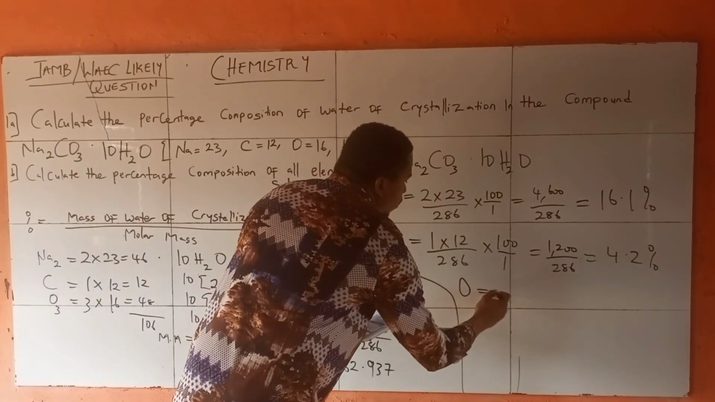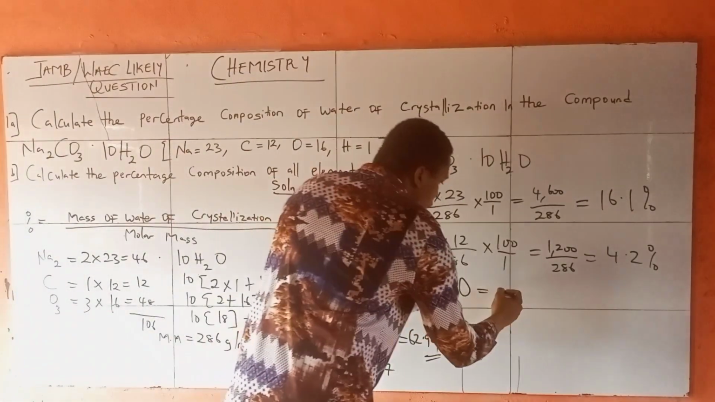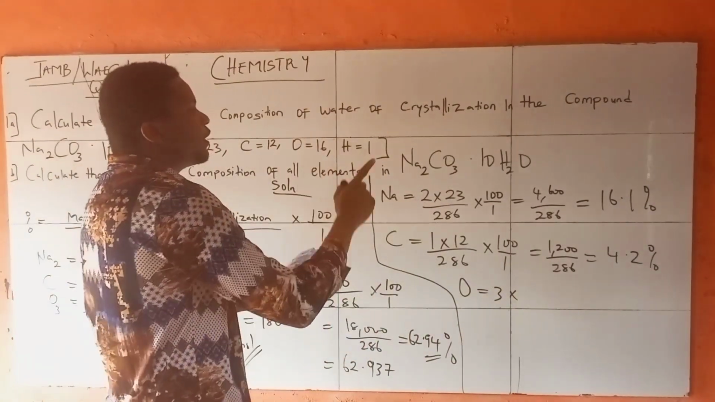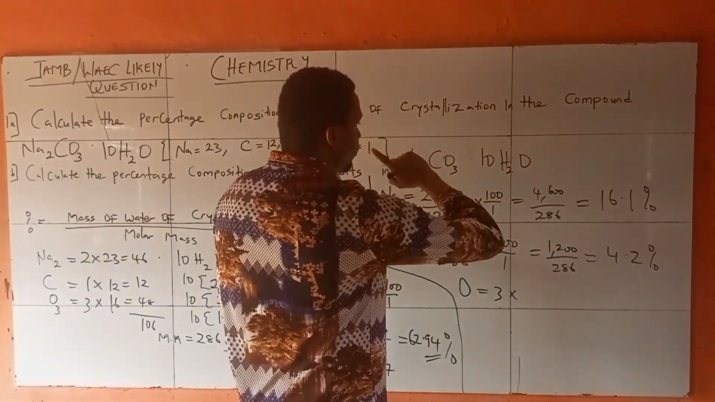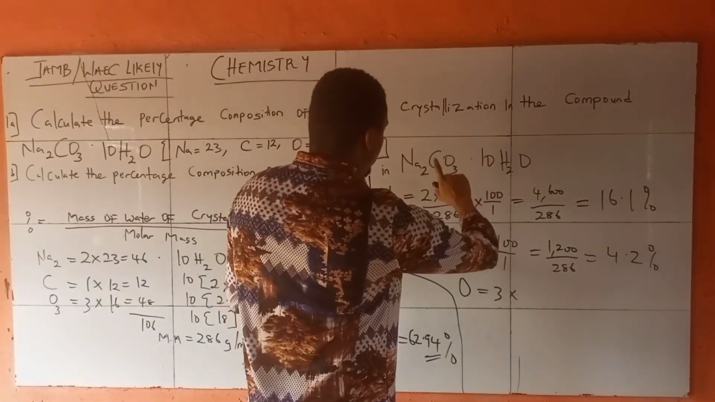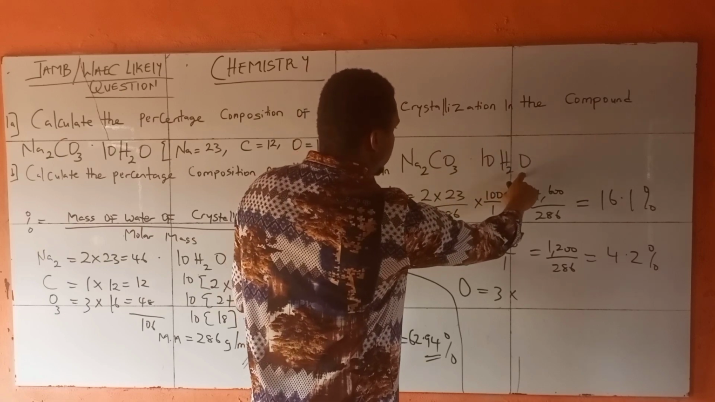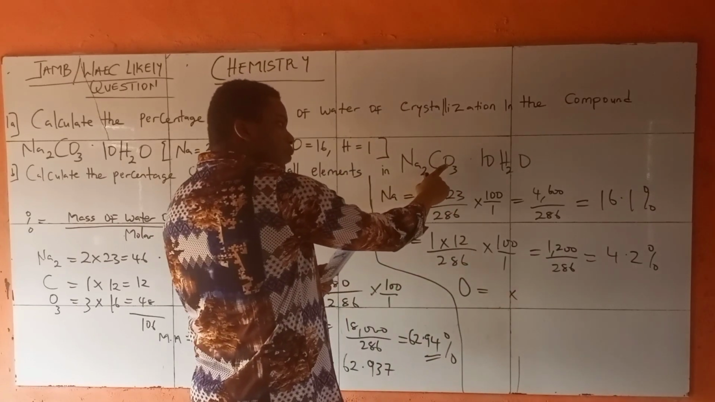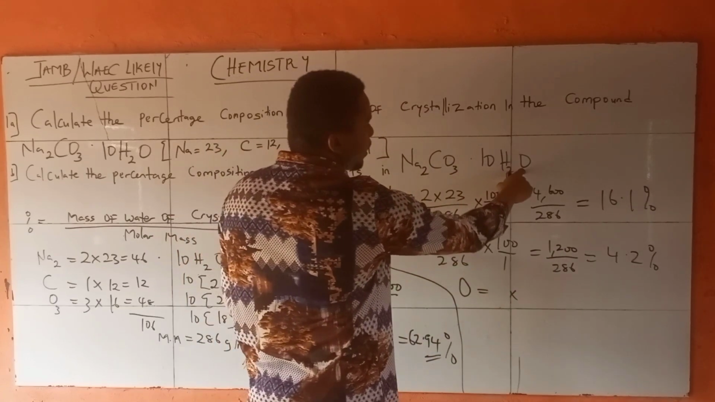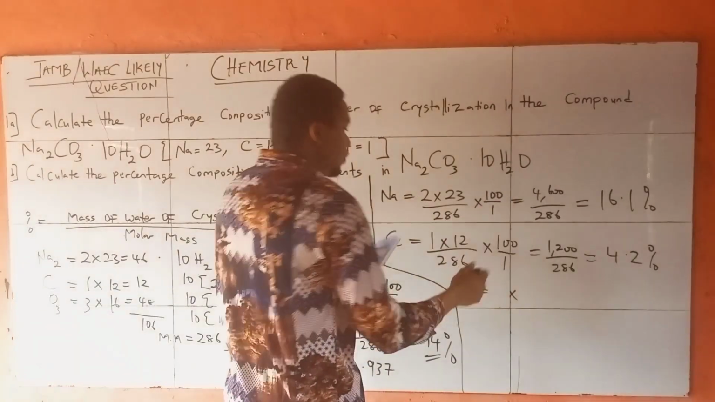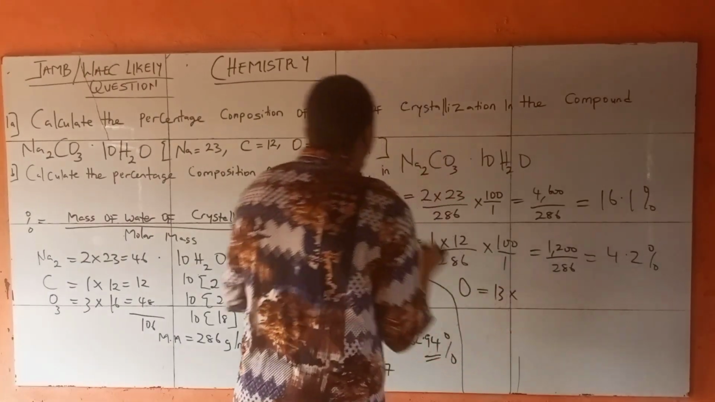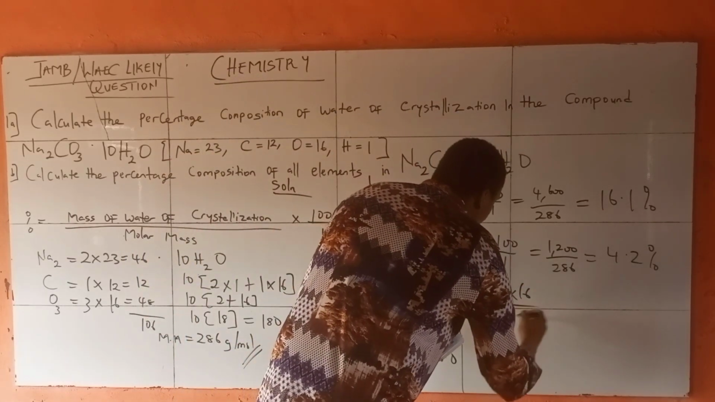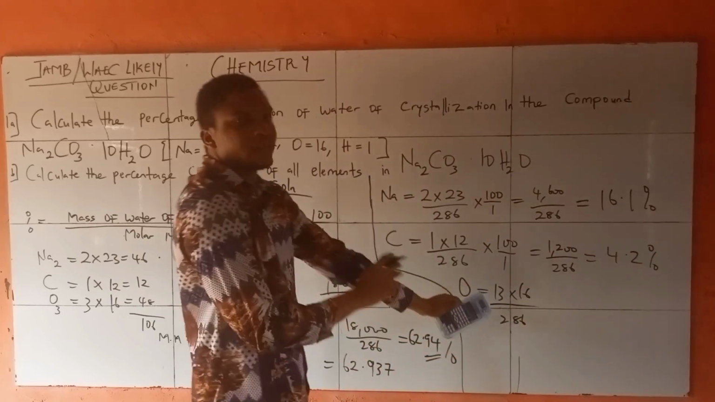We'll go to the next element here, which is what? Oxygen. We have 3 atoms of oxygen here. So here we want 3 times, sorry, it's not the theory. We have 3 atoms of oxygen here, and we have 10 atoms of oxygen here. We add them together, it will be 13. It will be 13 times the mass of oxygen, 16, over 286.